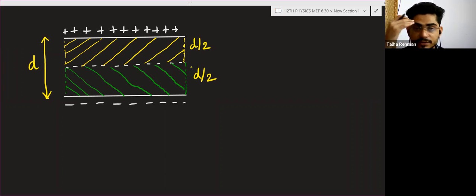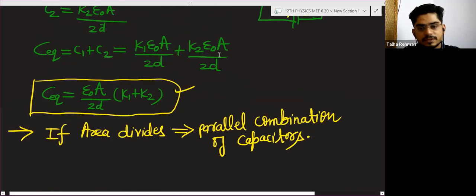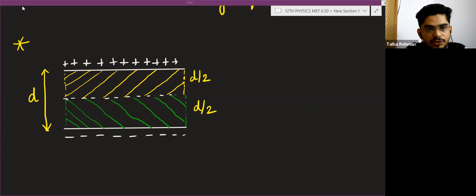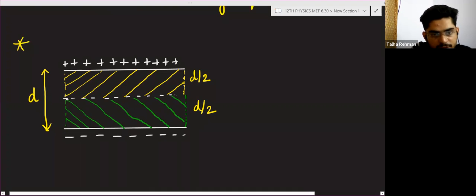Now how we will decide this will be in parallel, or we know this will be in series, so I will talk about series, but how? See here is a positive charge. Okay, here is a positive charge, and due to the dielectric, you can say simply here a negative charge is induced. Here a negative charge will be induced. And here a positive charge will be induced.